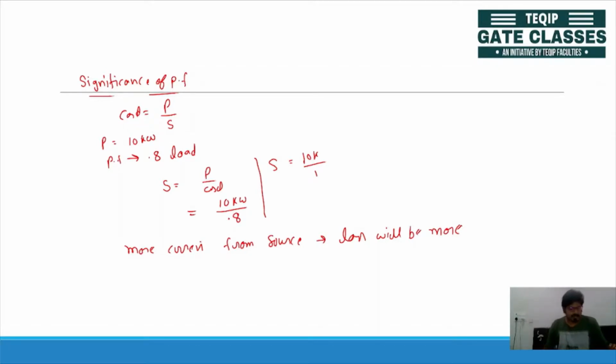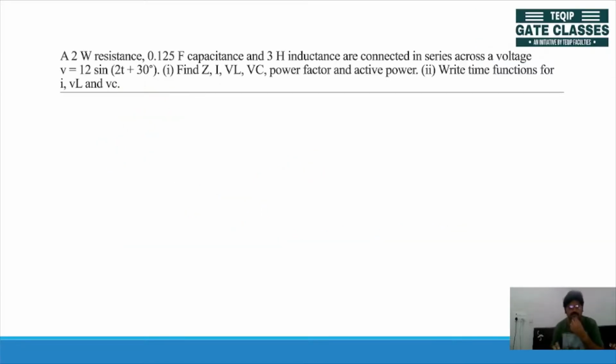Now let's discuss some numericals on this series RLC circuit and your power equations. Suppose a 2 ohm resistance, 0.125 farad capacitance and 3 Henry inductor are connected in series across a voltage. Find the impedance Z of the circuit, the current I, voltage across inductor, voltage across capacitor, power factor, and active power. And write the time function for I, the voltage across inductor and the voltage across capacitor. So how will you deal with this kind of numerical?